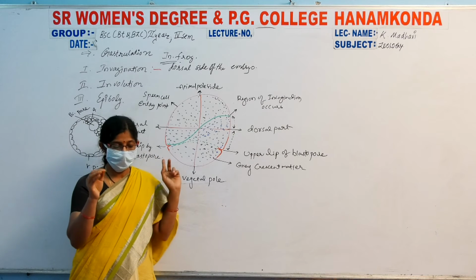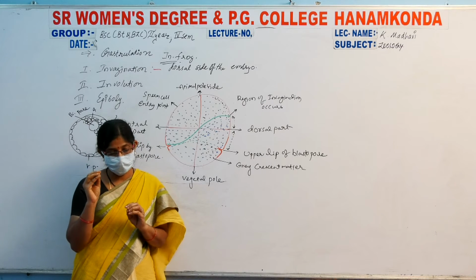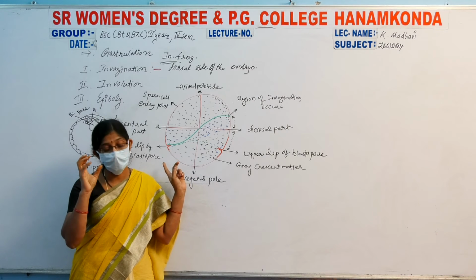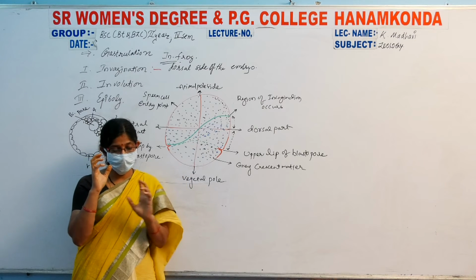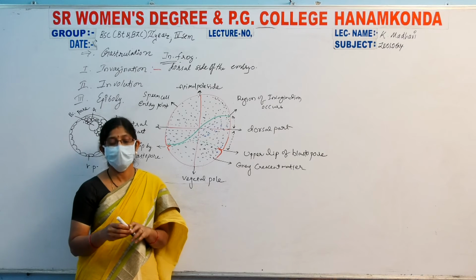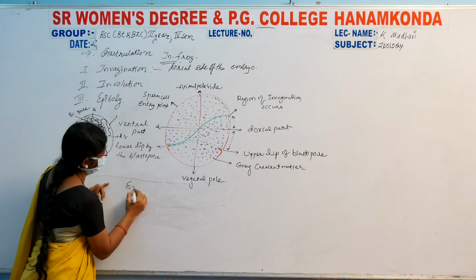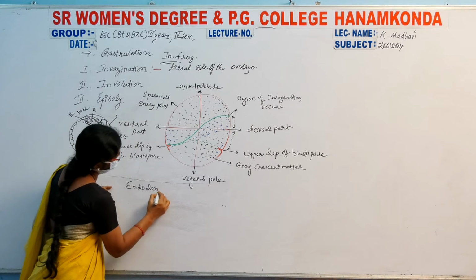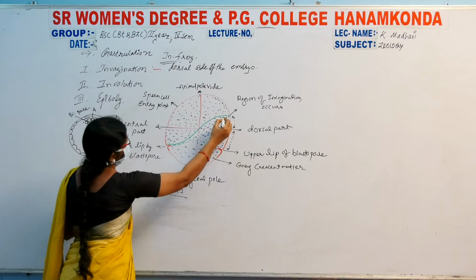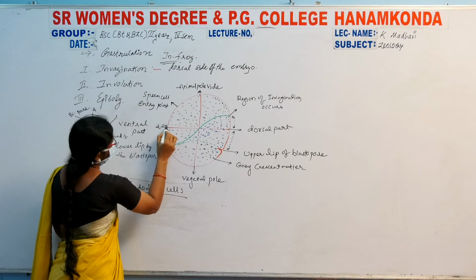Here the formation is just below the equator, in the region of the gray crescent matter. Okay, there is a sinking of a few presumptive cells. These presumptive cells make the endodermal cells. So they simply become endoderm cells. Endoderm cells are there, ma'am. This region, where below this is the equator region, is the equator.